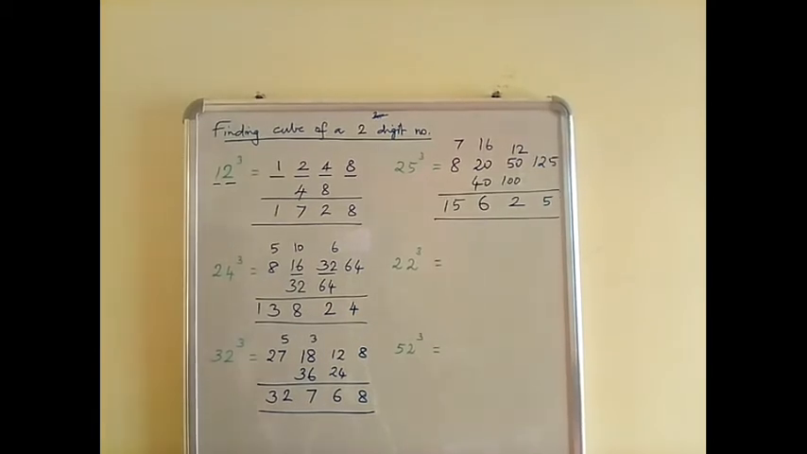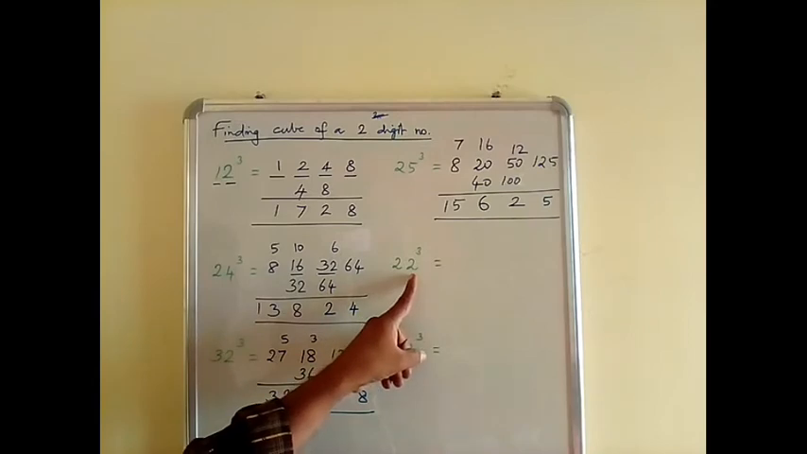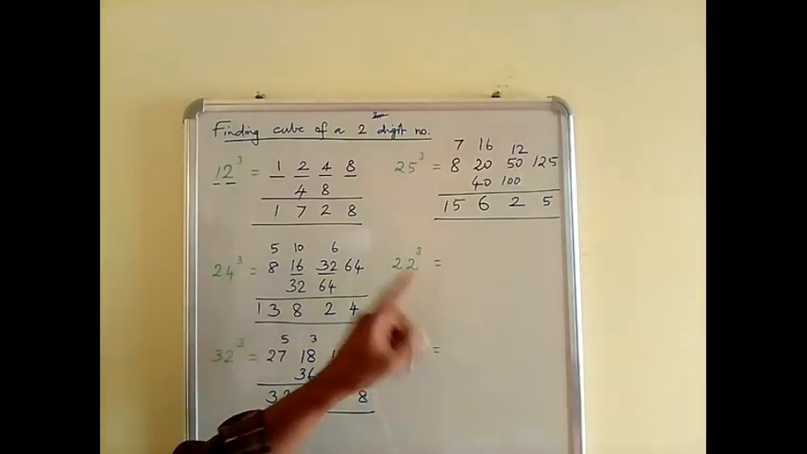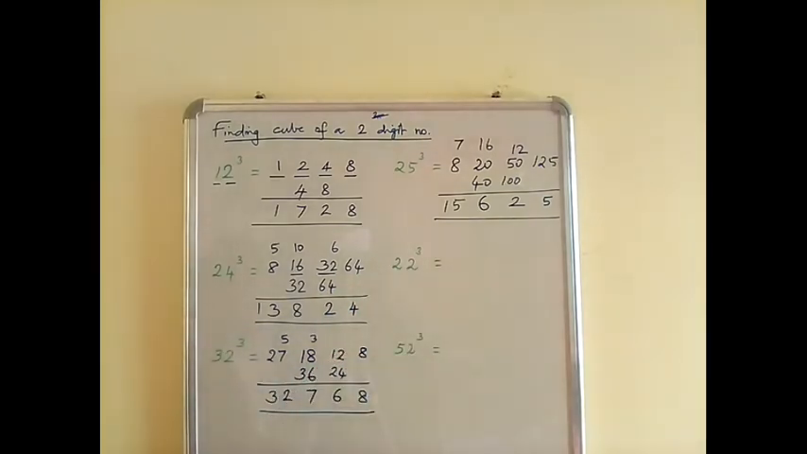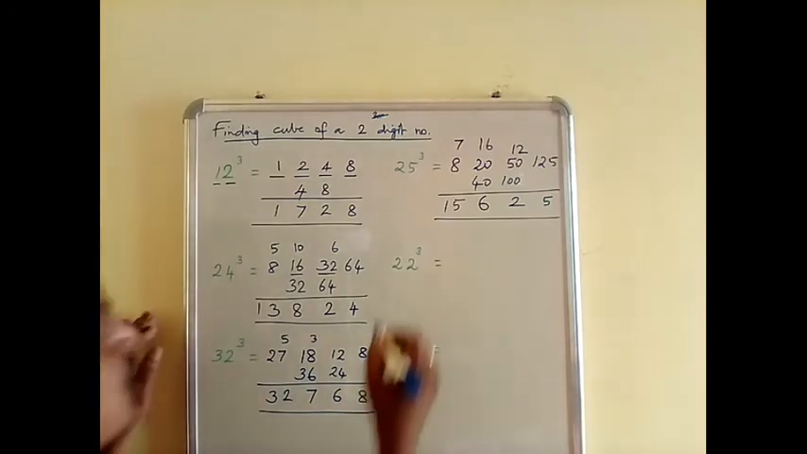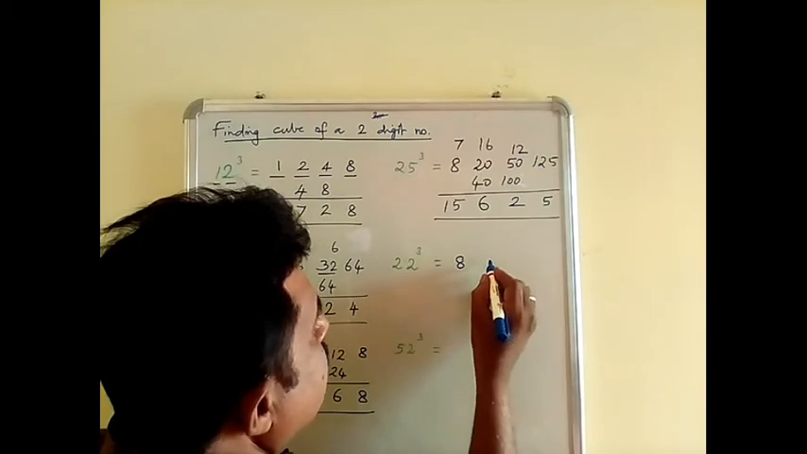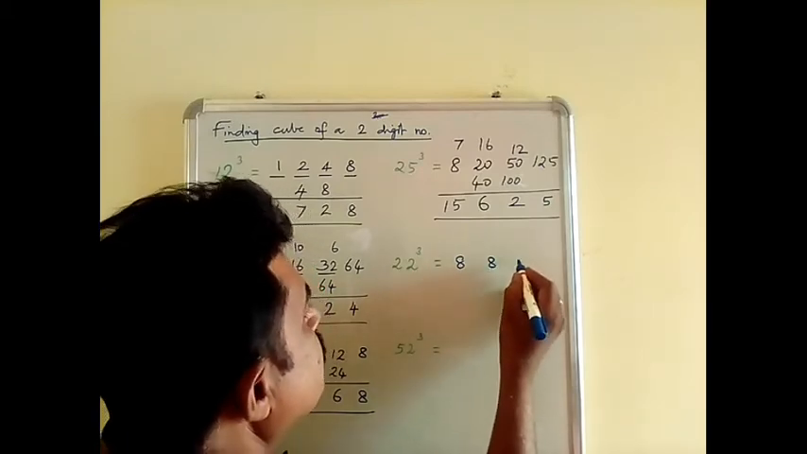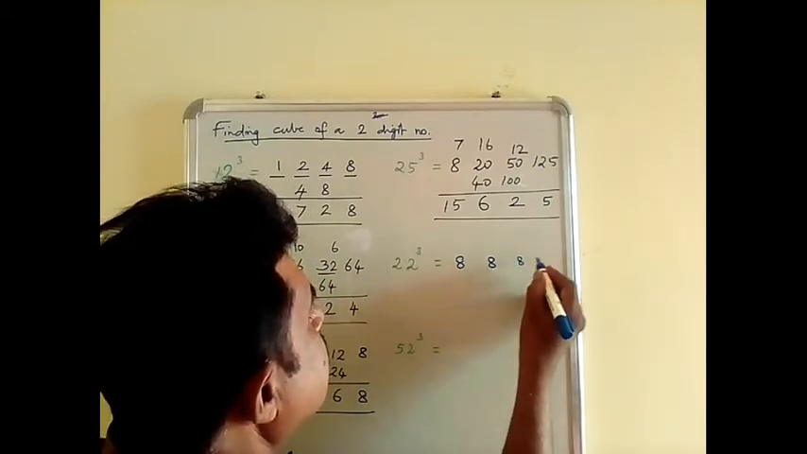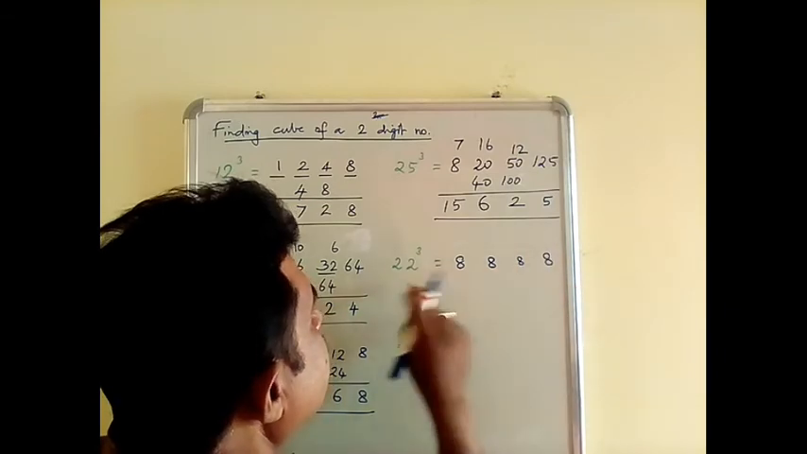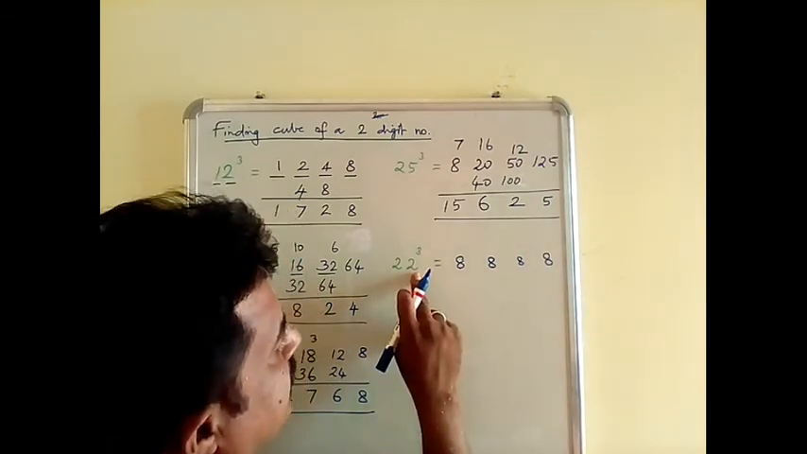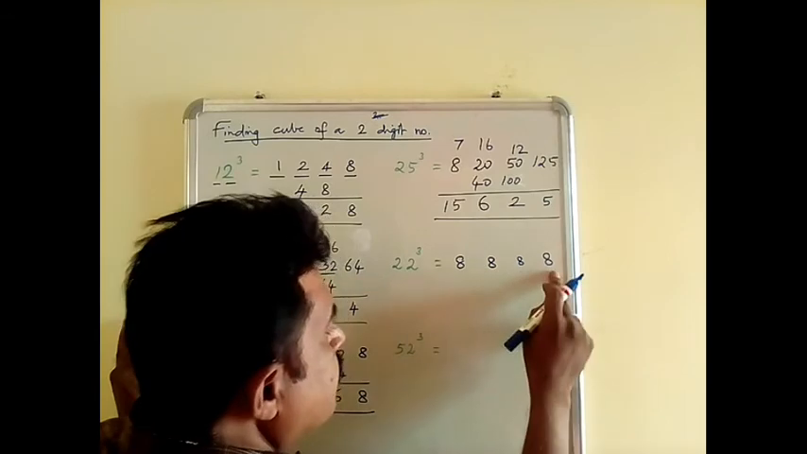Now when the two digits are same, what to do? The same procedure is followed. So 2 cube is 8. Again 2 square into 2 is 8. 2 into 2 square is 8. 2 cube is 8. When you have same digits here, also you have the same digits.